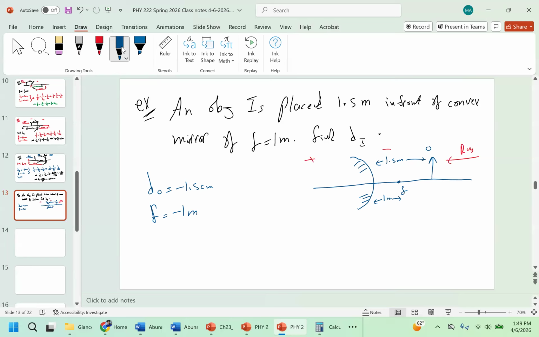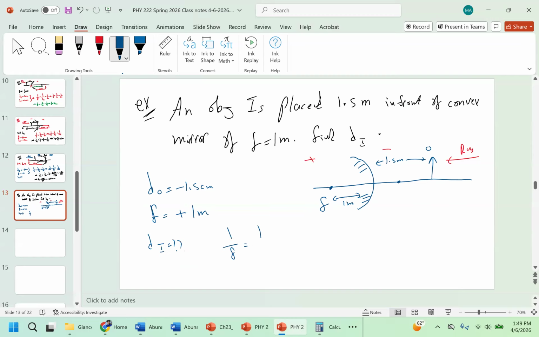Oh, I'm sorry. Hold on. I made a little mistake, guys. It's in the positive. F is positive 1 meter, since it's a convex mirror. Positive 1 meter, and you're looking for D of I.